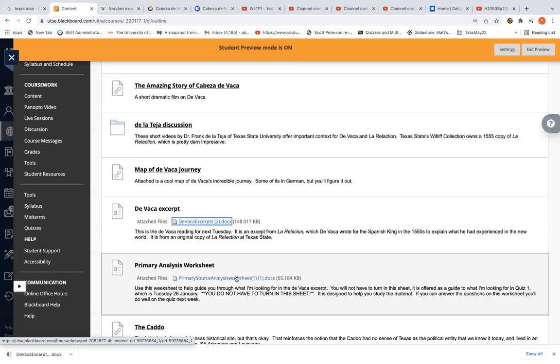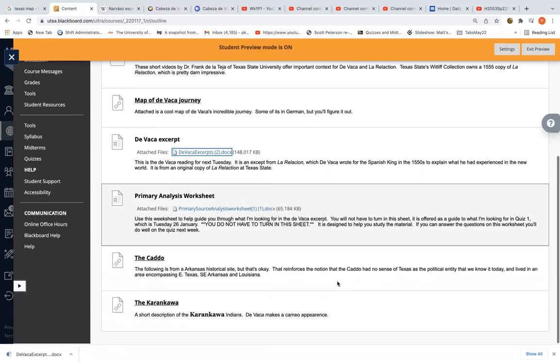I don't want you to turn it in. You don't have to turn it in. But what it does is it'll help guide you into what I'm looking for in terms of what I think is significant about the De Vaca excerpt. So that's what the primary source analysis worksheet is. It's designed to guide you to what I think is important from the De Vaca excerpt, so you can do well on the quiz next week. If you can answer all the questions on the primary source analysis worksheet, you'll do well on quiz 1 and on the questions I ask about De Vaca in the midterm.